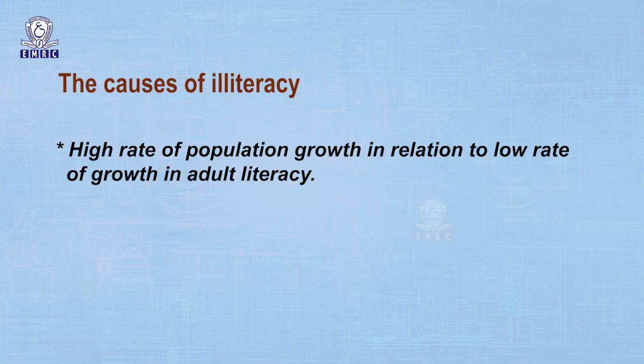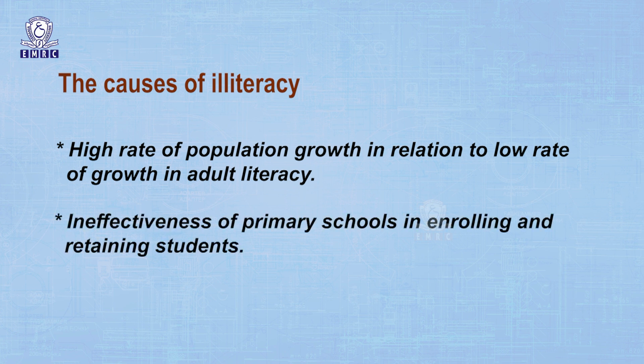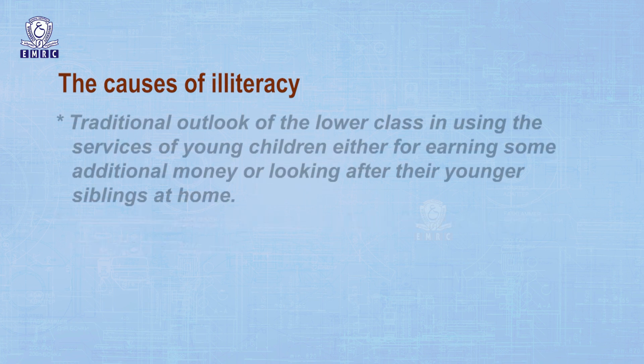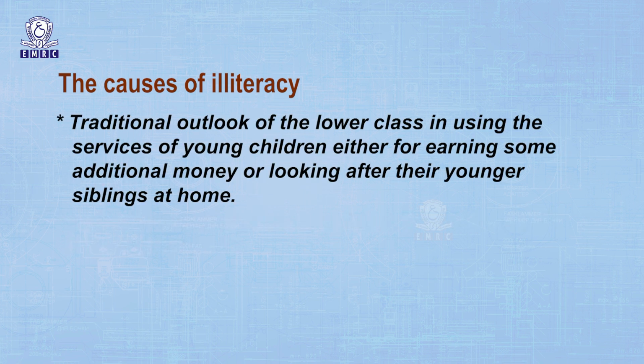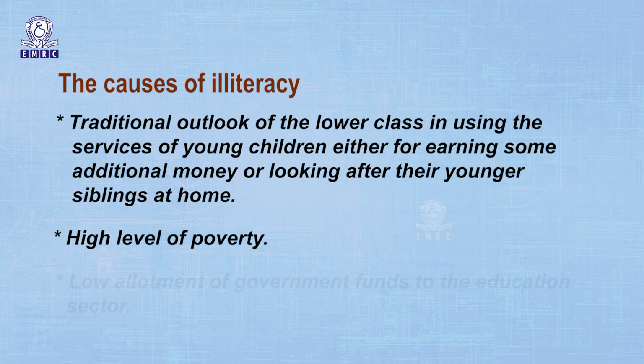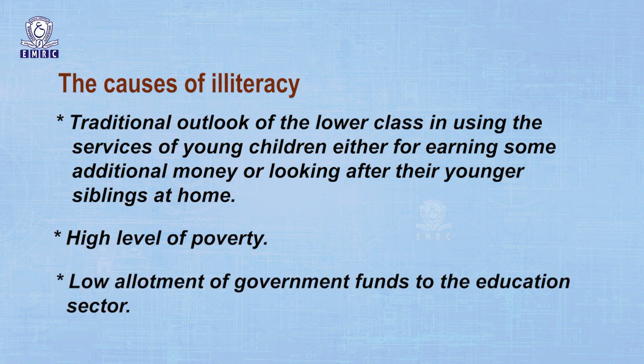The causes of illiteracy also include a high rate of population growth in relation to a low rate of growth in adult literacy, ineffectiveness of primary schools in enrolling and retaining students, the traditional outlook of the lower class in using the services of young children either for earning some additional money or looking after their younger siblings at home, a high level of poverty, low allotment of government funds to the education sector, etc.